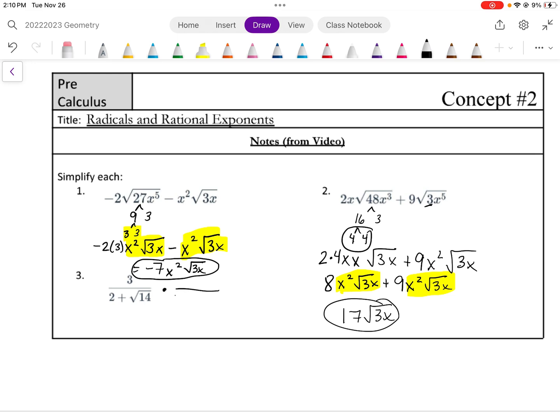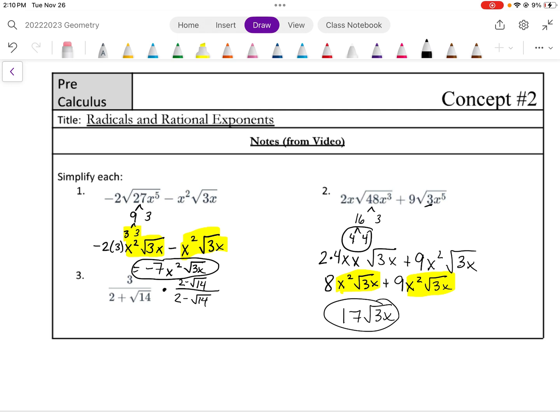it looks kind of like this. So the conjugate of 2 plus square root of 14 would be 2 minus square root of 14. And the reason we do this is because when you multiply by the conjugate, it's going to cancel out the 2 middle terms, and it's also going to eliminate your square root.